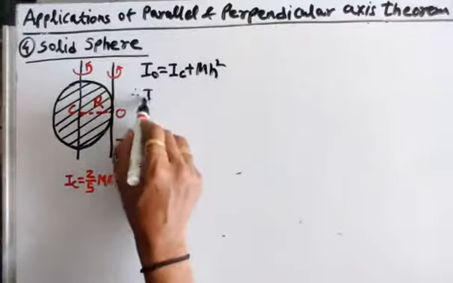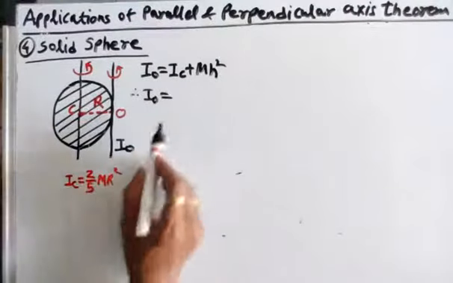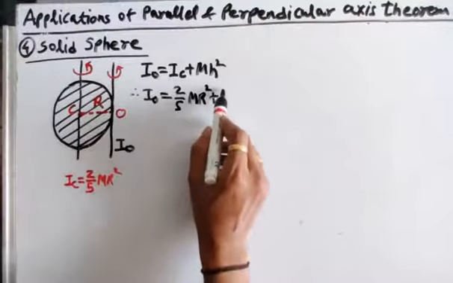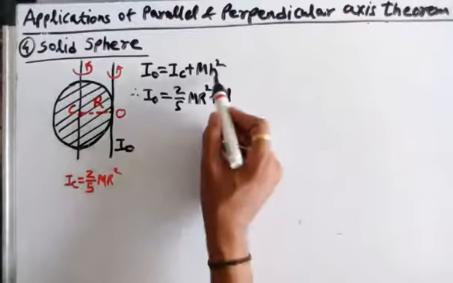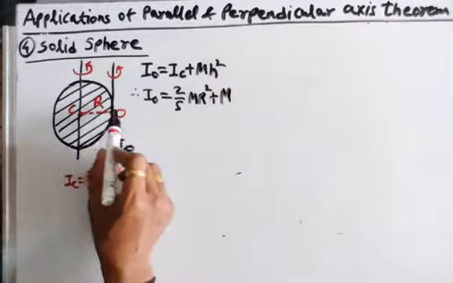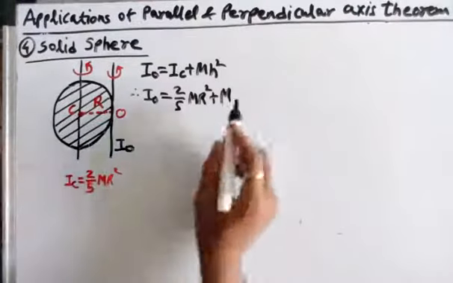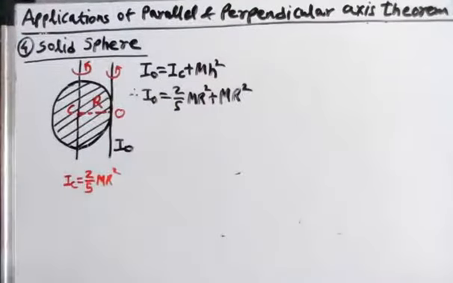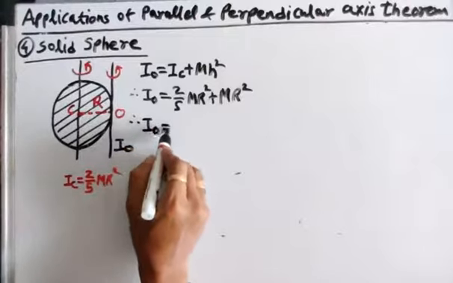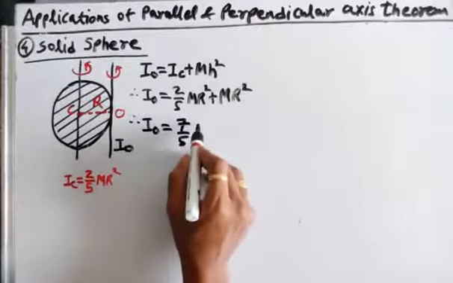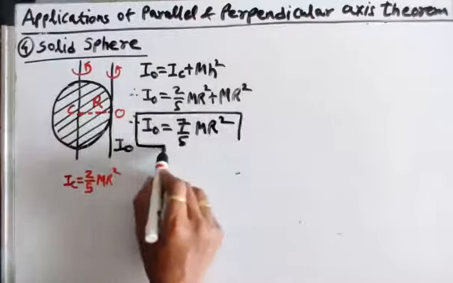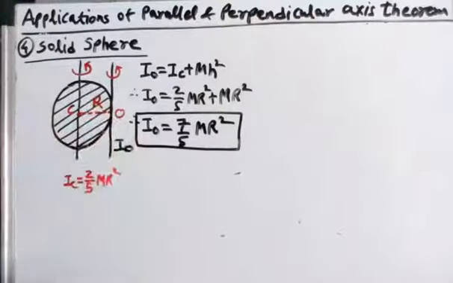Therefore, we can write Io is equal to Ic, we know its value which is 2 by 5 mr square, plus m which is mass of this sphere, and h is the perpendicular distance between these two parallel axes which is r, nothing but the radius of this sphere, so that is why it is r square. Therefore, we are going to get Io is equal to 7 by 5 mr square. So this is the equation which gives us moment of inertia of a solid sphere about an axis tangent to the sphere.